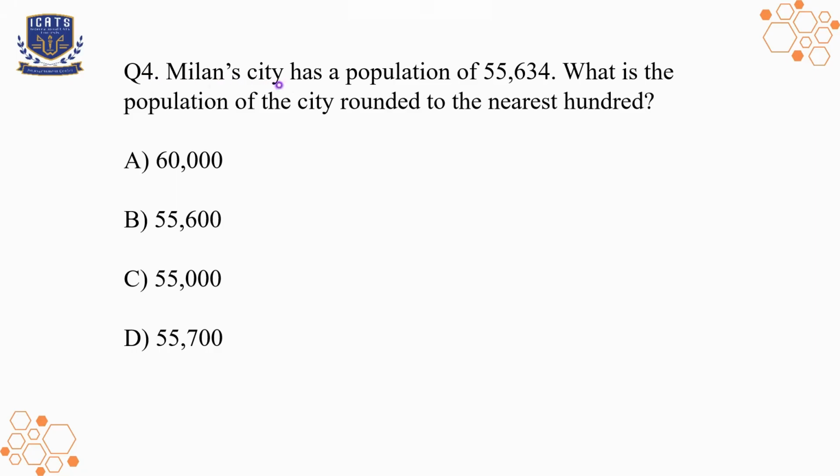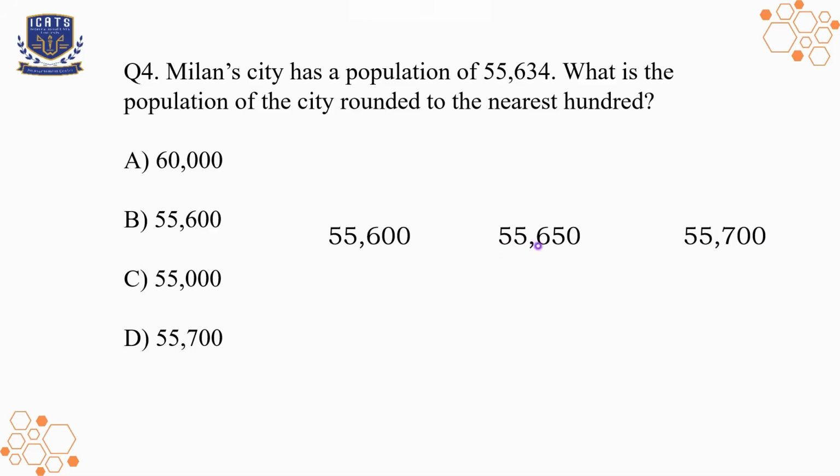Question number 4. Milan City has a population of 55,634. What is the population of the city rounded to the nearest 100? Option A is 60,000, option B is 55,600, option C is 55,000, and option D is 55,700. So as the number 55,634 lies between 55,600 and 55,700, now we will see what is the half of these two numbers.